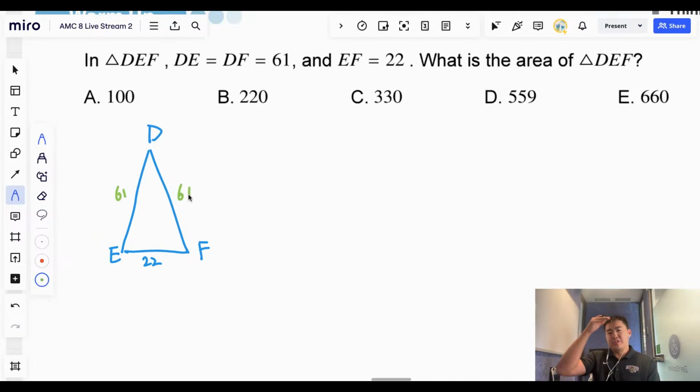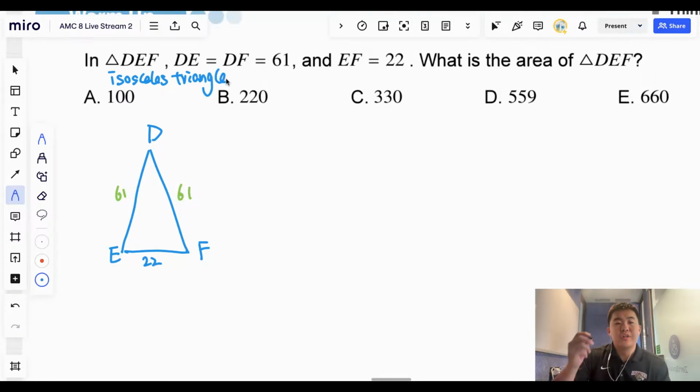There's a name for a triangle that has 2 sides of exactly the same length, right? So what's the name? It's called an isosceles triangle. Let me write down the term here. It's called an isosceles triangle.